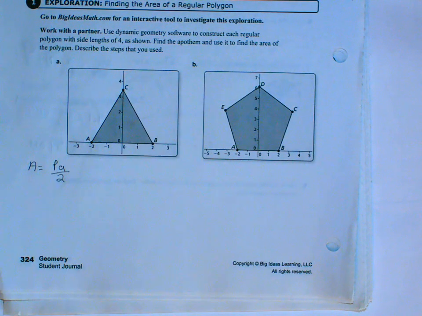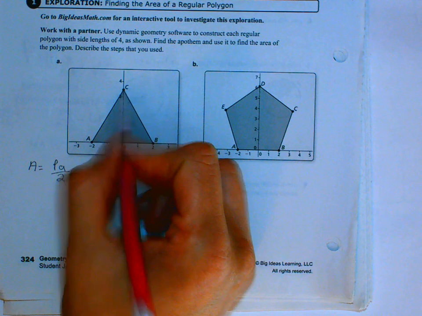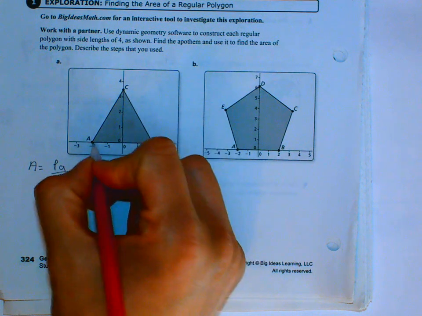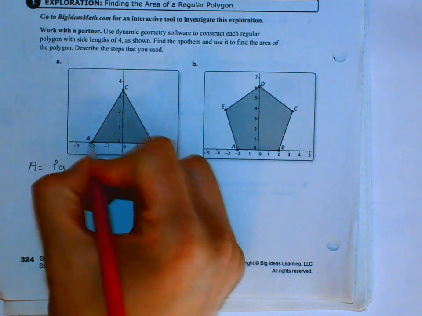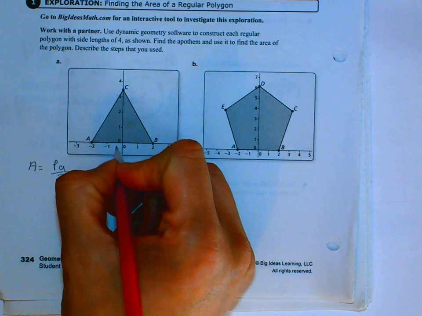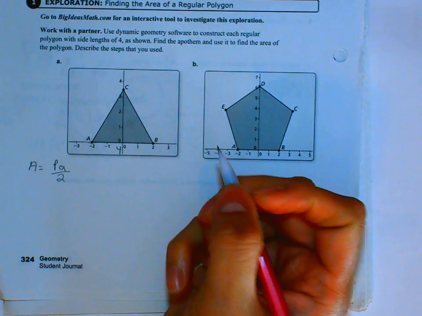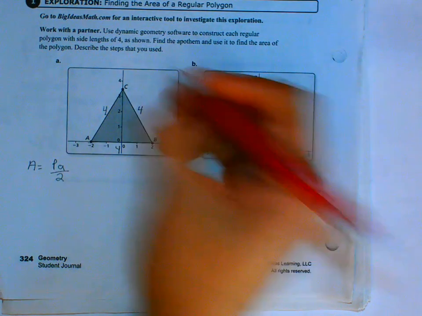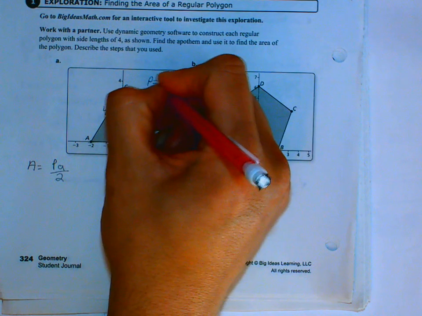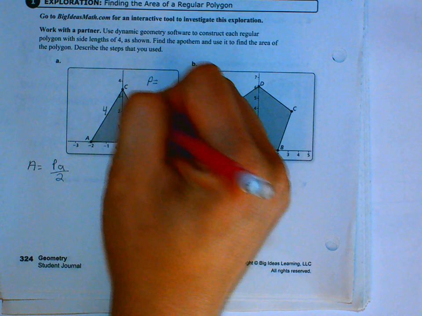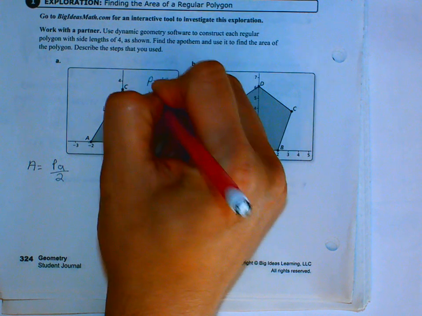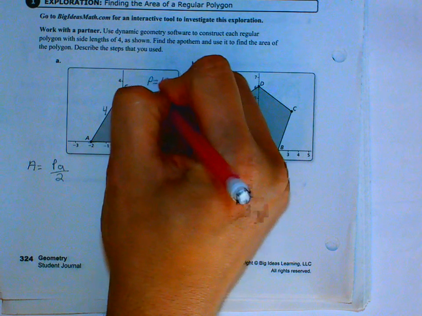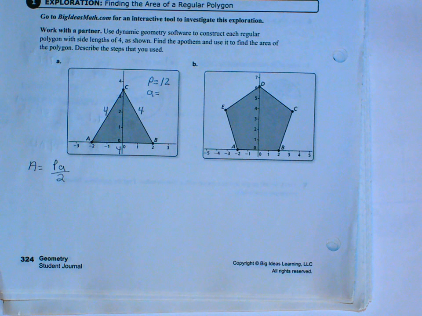Okay, so let's see here. This is an equilateral triangle. The distance from here to here happens to be 4. That means that because this is a regular polygon, this is 4 and this is 4. So that's easy. The perimeter is 4 plus 4 plus 4, which is 12. The only problem is I do not know my apothem.